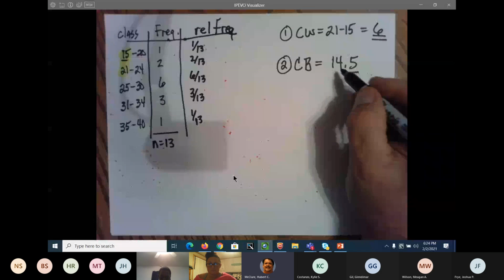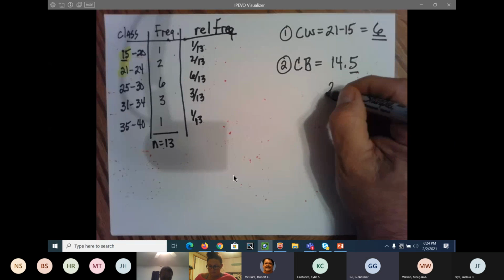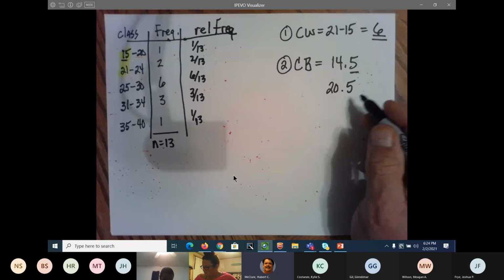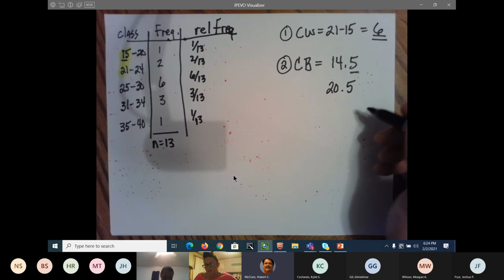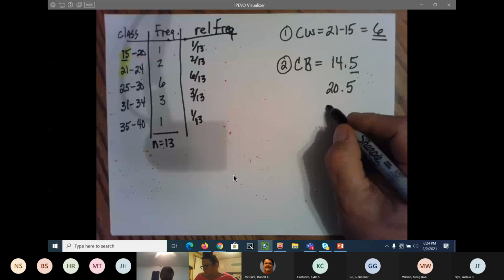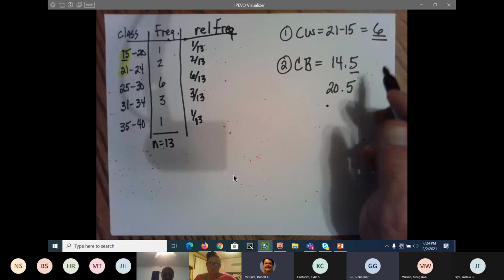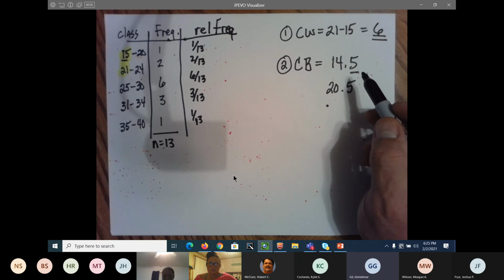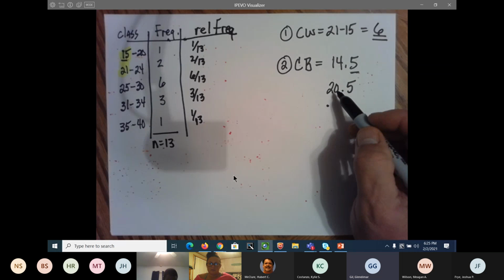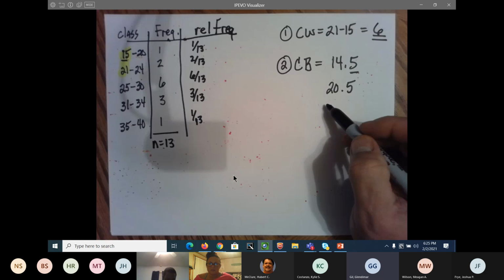Somebody add 14 plus 6. 20. What's 20 plus 6? 26. So why'd you get 15, but the last example was 5? I'm sorry, what? Why are you using 15 for the class boundaries when the last one was 5, but it didn't have 5 on the class?